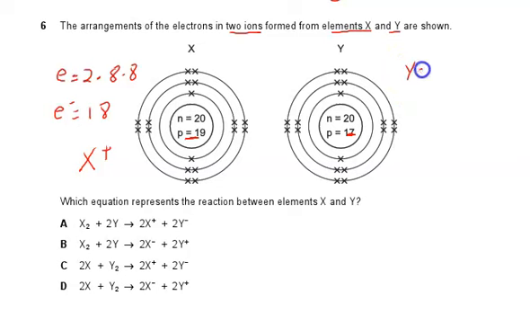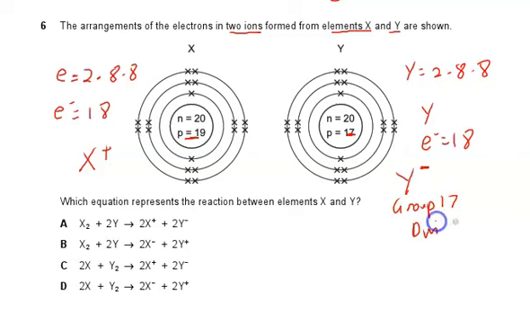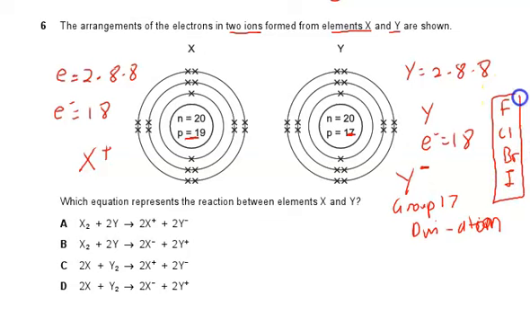And here, the arrangement for Y is 2.8.8. By looking at this, the electron number for Y is higher than the proton number by 1. So here will be a negative charge. And looking at it, Y is from group 17, which will form a diatomic molecule. All the elements from group 17 will form diatomic molecules, for example fluorine, chlorine, bromine, and also iodine. All of these will form diatomic molecules.